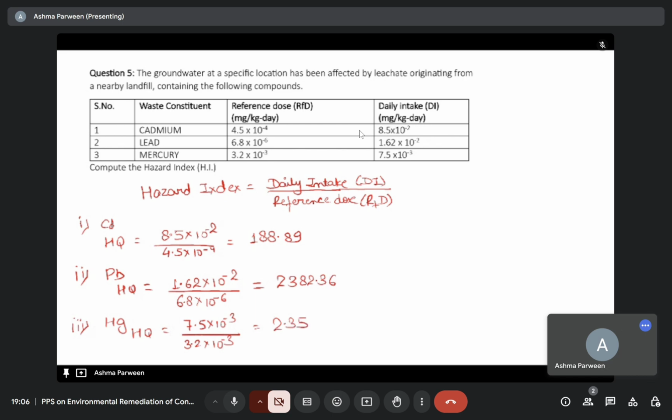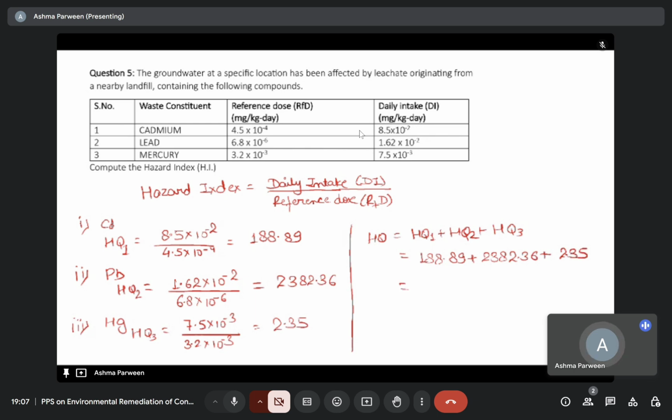So the hazard index for the overall contaminants will be the sum of the hazard index for 1, 2 and 3. So hazard index for all the contaminants will be the summation of the hazard index for each contaminant. So it will be hazard quotient 1, hazard quotient 2 and hazard quotient 3. The first one is 188.89. Second one is 2382.36. And due to mercury, the hazard index is coming out to be 2.35.